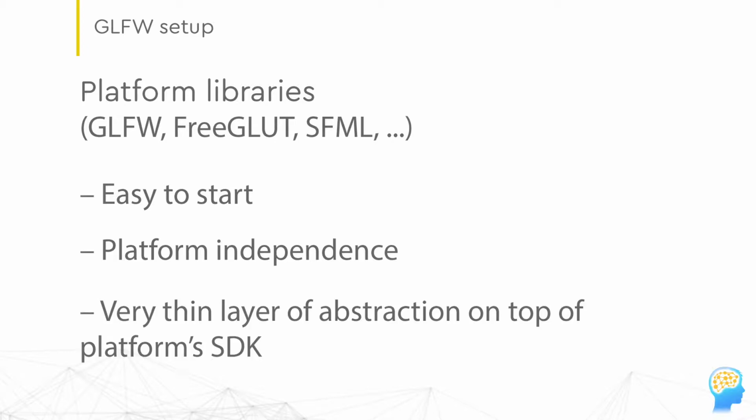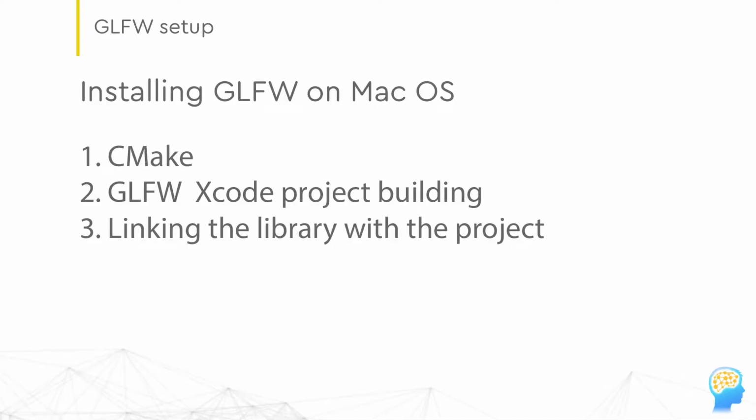GLFW is an efficient and very thin layer of abstraction on top of the platform's SDKs. To install GLFW on macOS, we have to download CMake first, then use it to generate the GLFW Xcode project, build it, and link the library as a dependency to our test project.